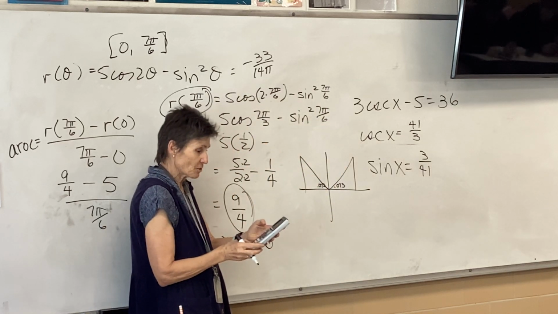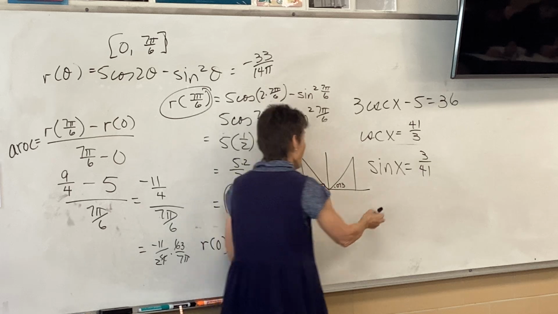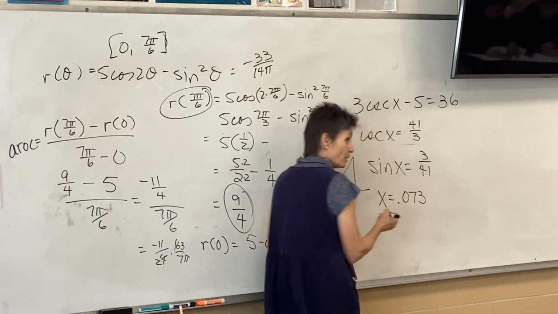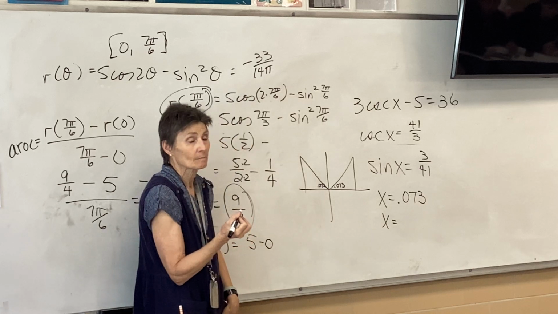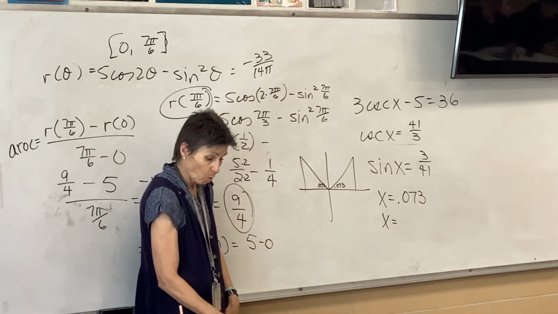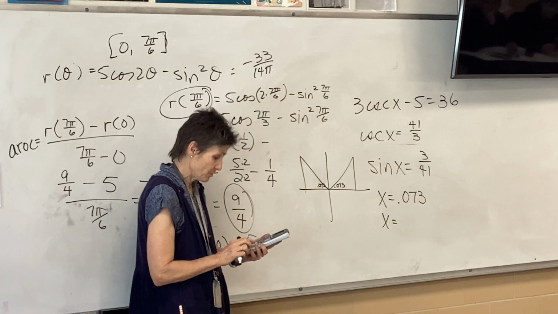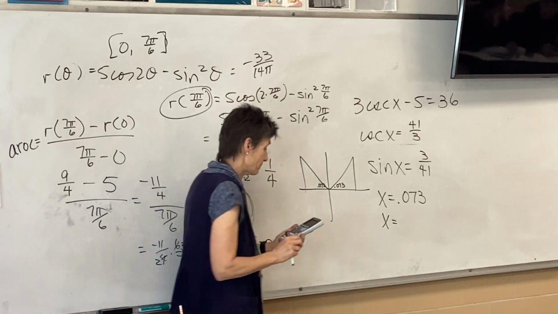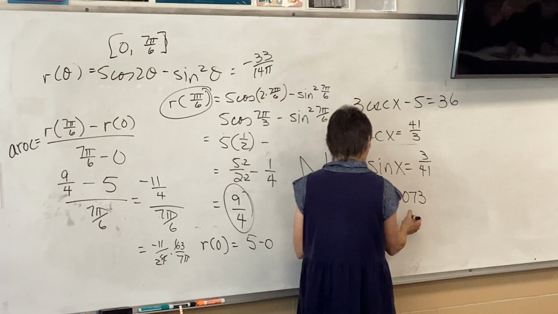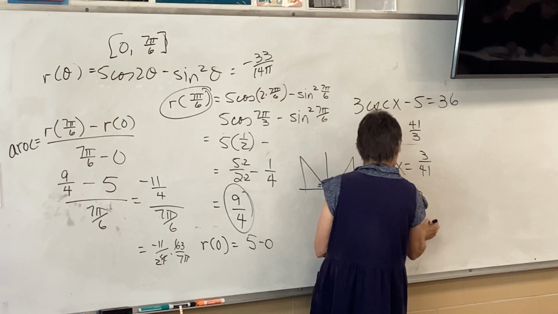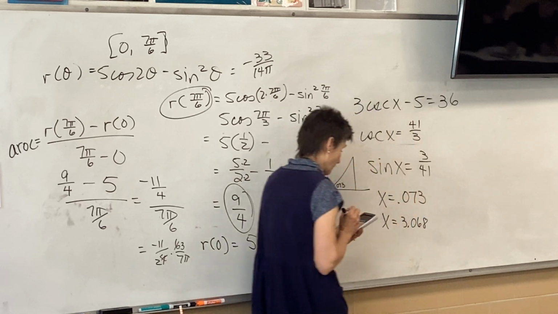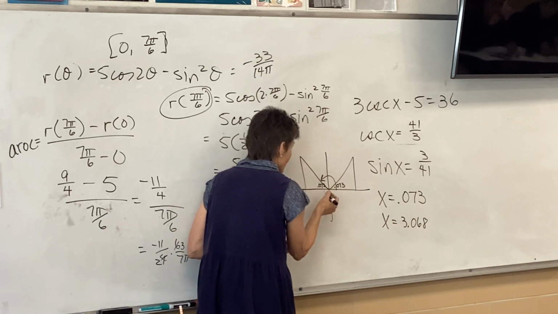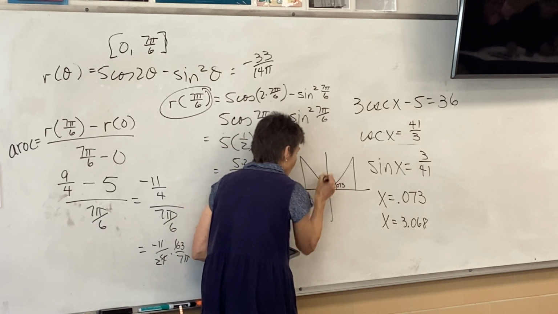So what are the answers? Well, in quadrant 1, it is 0.073. Would you agree with that? What is it in quadrant 2? How will I do that? Yep, subtract from pi. So I got 3.068. So this angle is going to be pi minus 0.073.